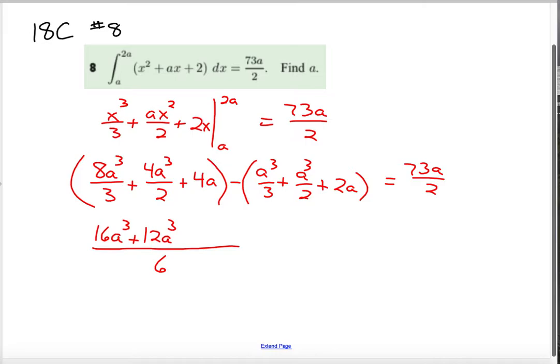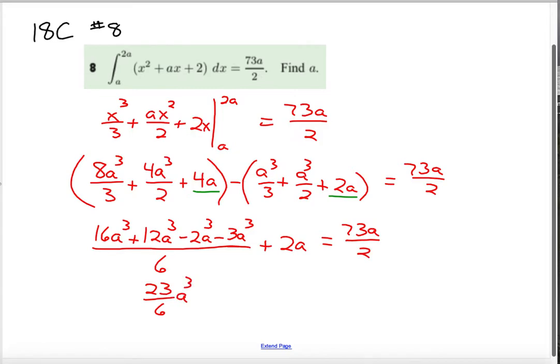Then I have in the other parentheses a cubed over 3, so I have to multiply that by 2 over 2. So it's going to be minus 2a cubed. And then minus, multiply the second fraction in that parenthesis by 3 over 3, so I'll get 3a cubed over 6. Then we still have this 4a minus 2a, so that'll be plus 2a afterwards, equals 73a over 2. So what is that going to give me? 16 plus 12 is 28, minus 5 is 23 over 6, a cubed, plus 2a equals 73a over 2.